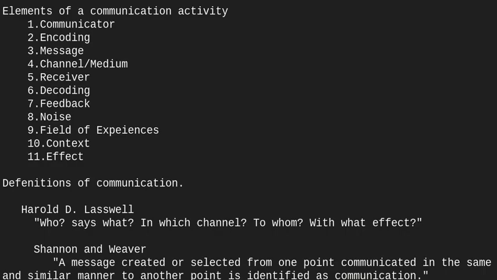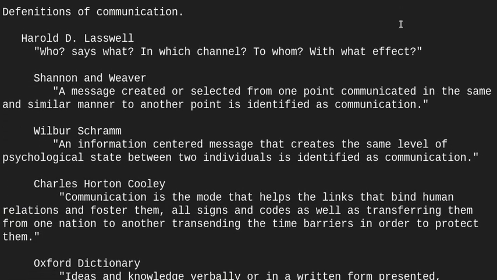Then the last one, effect, that is the change in the behavior of the individual after the message is received by him and after understanding the content. In order to understand the communication process, we have to have a thorough understanding of these elements, right? So the next important point is the definitions. Actually, you have to remember these things also.